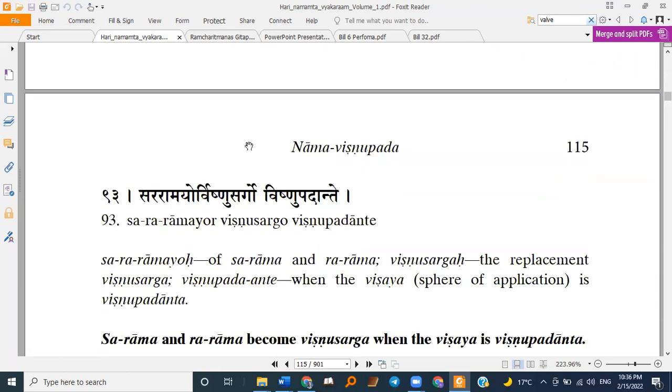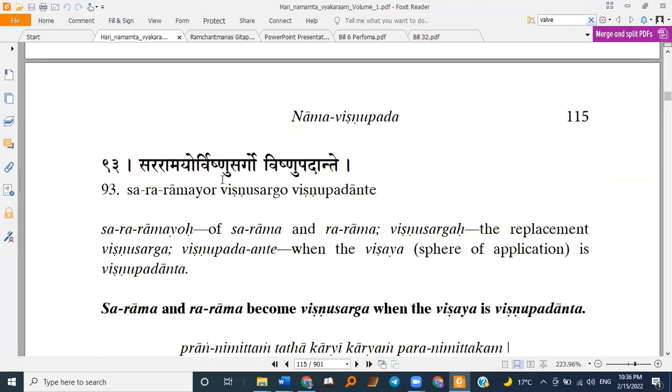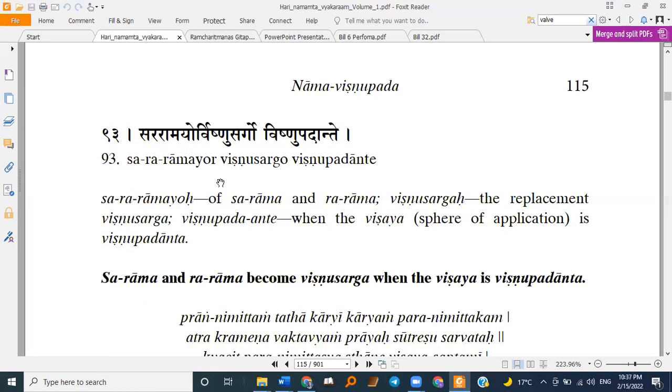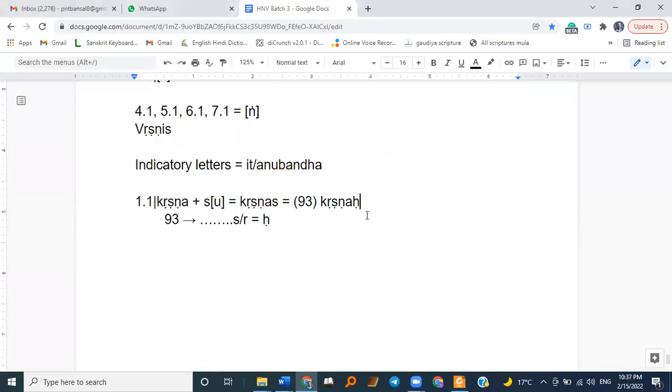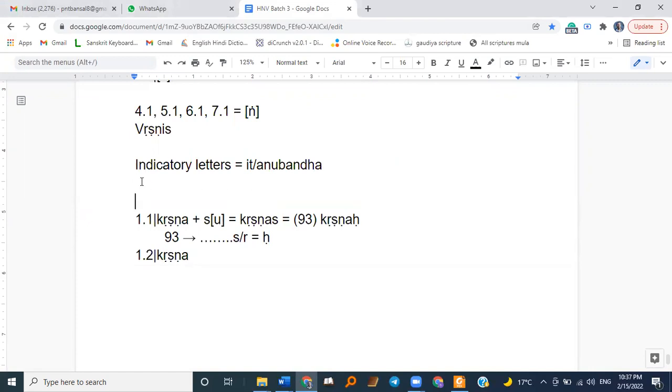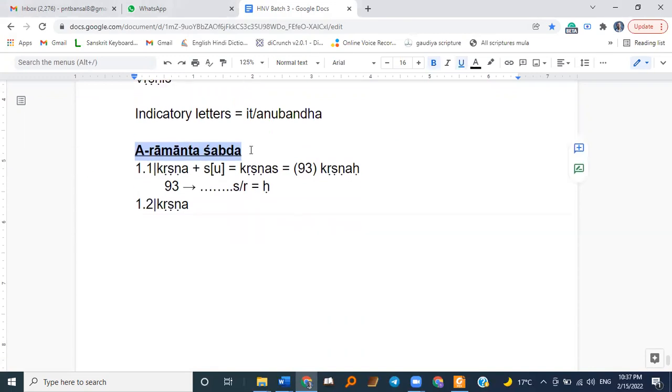So that was Sara Rami or Vishnu Sargo Vishnu Padante, and we get Krishna. We can do the next one also. That's easy. 1.2. Krishna. So we are dealing with the Krishna word, which is an Ramanta Shabda. Let me write it also. A Ramanta Shabda, and it is Purushottam Linga.